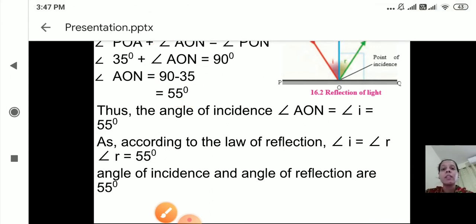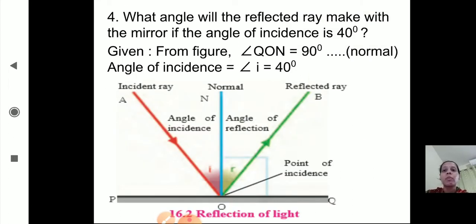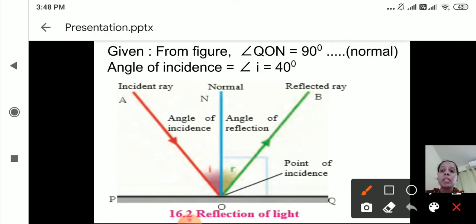Now we'll see the next and the last sum from solved example, that is fourth one. Okay, this is the fourth question. What angle will the reflected ray make with the mirror if the angle of incidence is 40 degree? So read out the question once again. What angle will the reflected ray make with the mirror? Now what we have to find out?